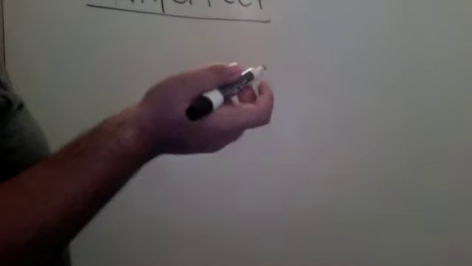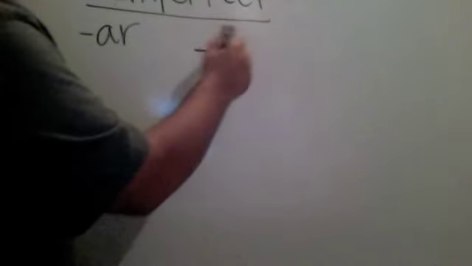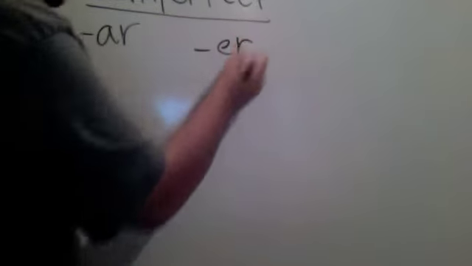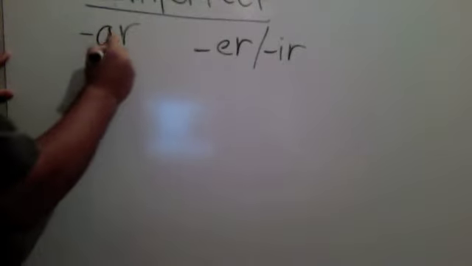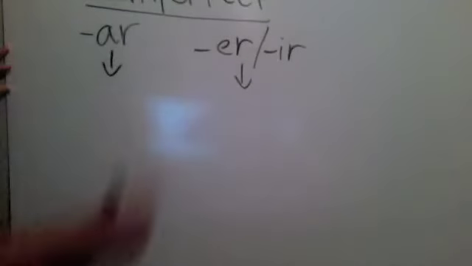Imperfect. Okay, super easy. Basically, all you do is take the AR off of the infinitive of an AR verb and the ER/IR off of the infinitive of an ER/IR verb, and instead you're going to give them the following endings. I'll show you this.